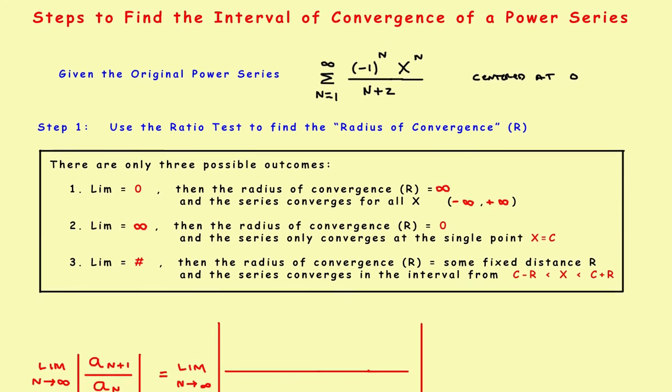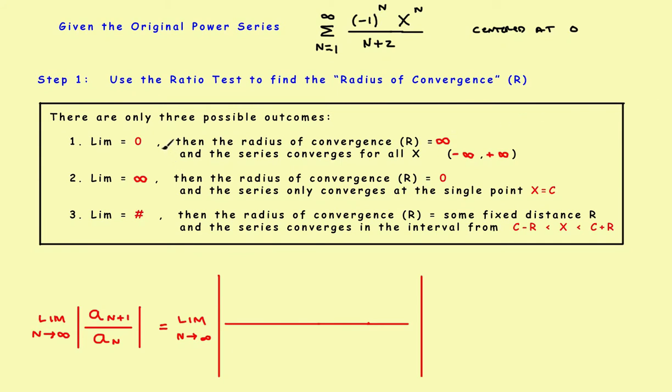Now again, to use this test, in the first couple of videos we did this. In the first video, we found the limit of the ratio test, and remember, whenever you find the limit, there's only 3 possible outcomes on these things. The limit could be equal to 0, the limit could be equal to infinity, or the limit could be equal to a fixed number. In the first video, the limit was equal to 0, which means that the radius of convergence was infinity, and the series converged for all values of x. In the second video, the limit was equal to infinity, which means that the radius of convergence is 0, and the series only converged at the single point x equal to c.